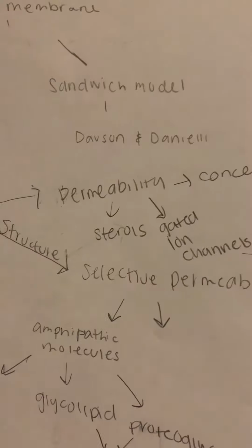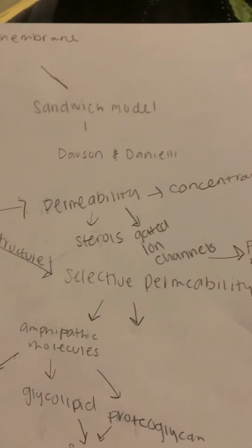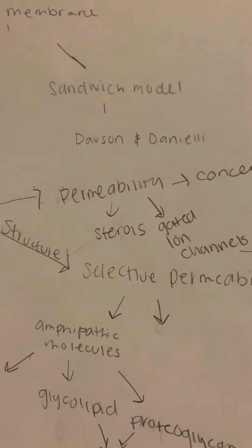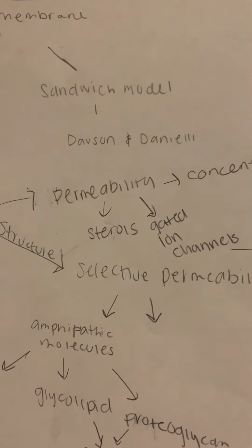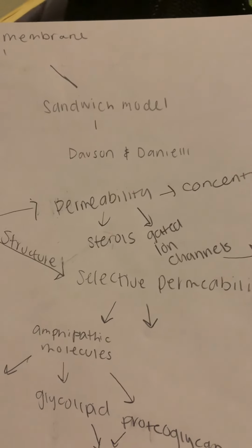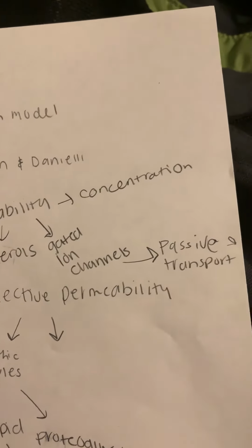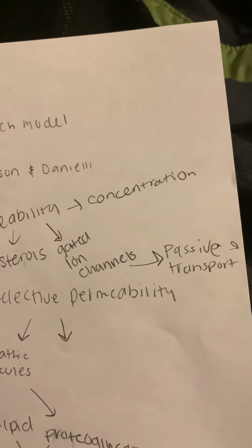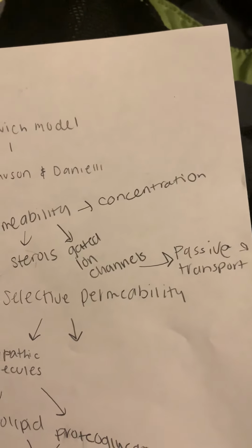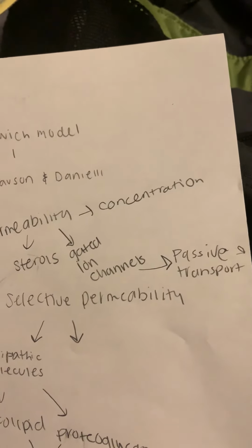And then we have gated ion channels, which are a group of transmembrane ion channel proteins that allow ions to pass through a membrane, typically in response to a chemical messenger. And then lastly, we have passive transport, which is the movement of molecules, substances, and ions across a membrane that doesn't require energy input, which I described a little bit before.